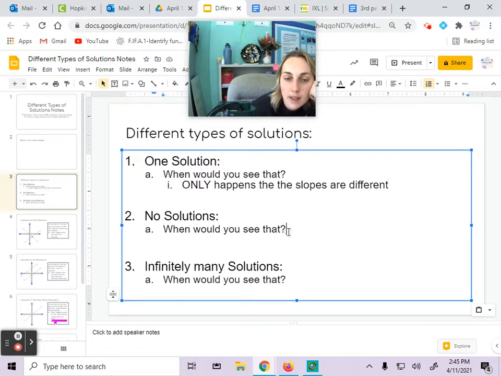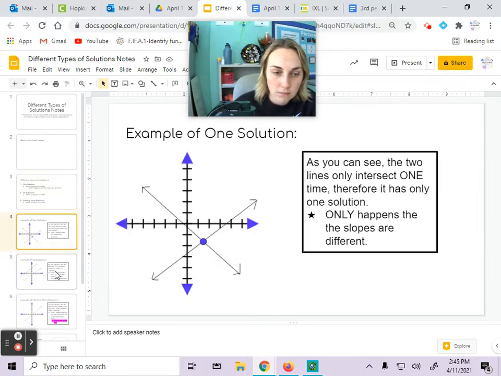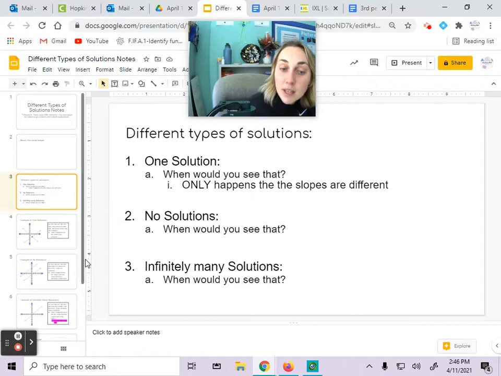Okay? No solutions. This is when you would see something that has no solution. Sorry, I'm going to back up real quick. An example of one solution is what we did on the IXL. It's where you have two lines and you find one ordered pair where they meet up. Okay, so it says two lines intersect one time, therefore it has one solution. Okay, so now, no solutions.